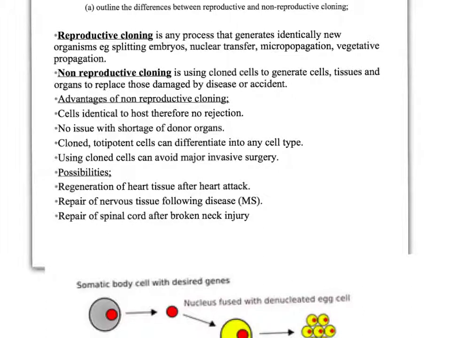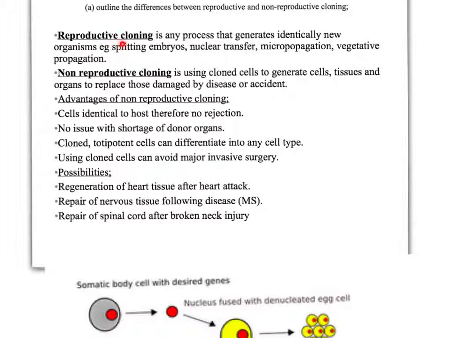Welcome to the screencast on animal cloning. I'll start off this screencast with a slide I also showed at the start of my screencast on cloning in plants, just showing the difference between two ideas of cloning: reproductive cloning and non-reproductive cloning. Reproductive cloning is cloning to create new individuals.